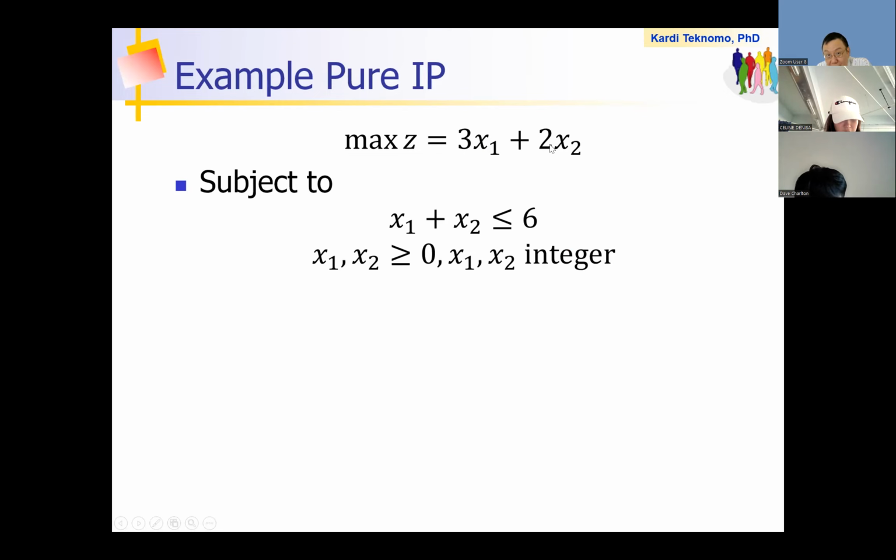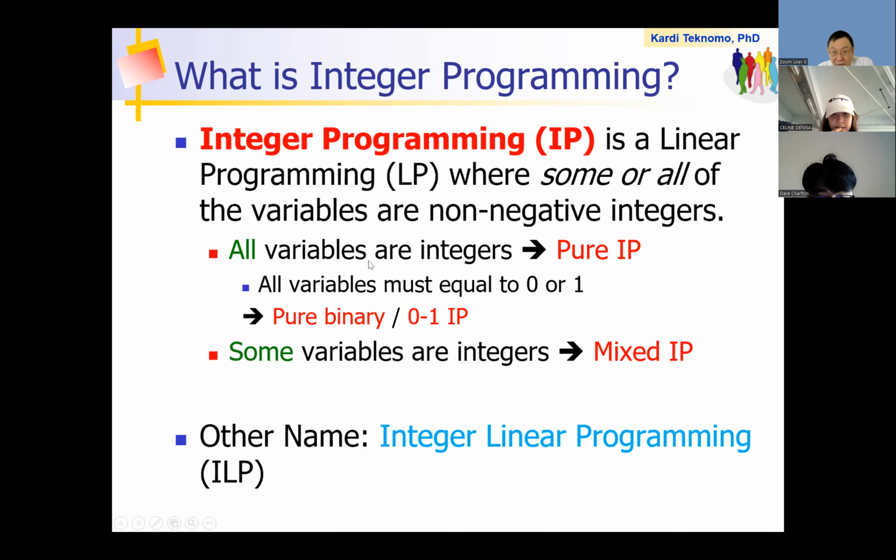So this is maximizing something, the objective function, which is linear, subject to these constraints. What makes it pure IP is this one: x1, x2 are integer. Both of them are integer. So this becomes pure integer programming because all variables are integer. When all variables are integer, this is called pure IP. Clear?